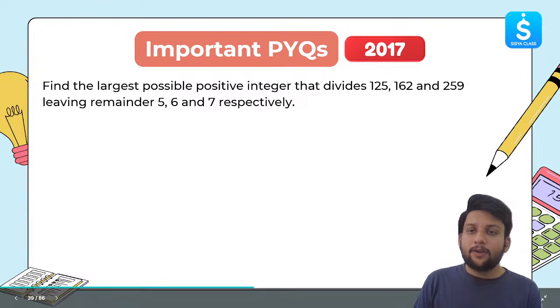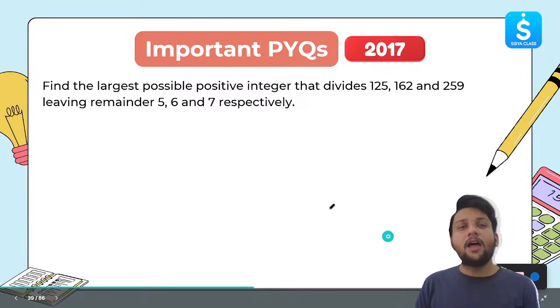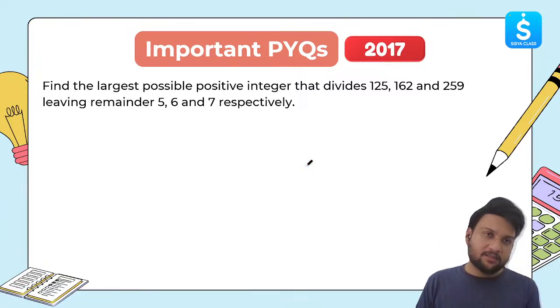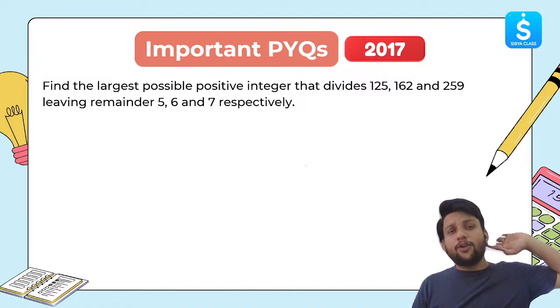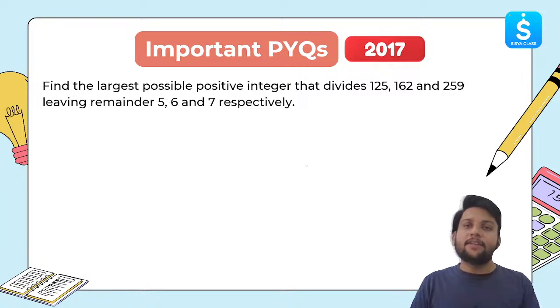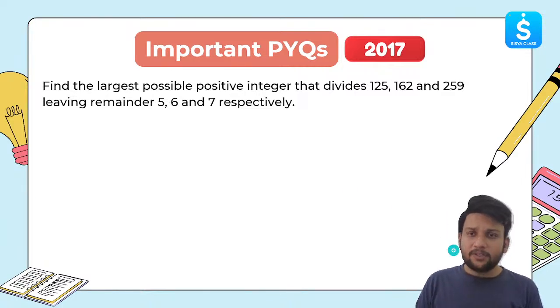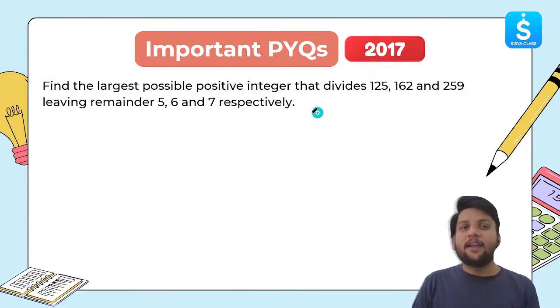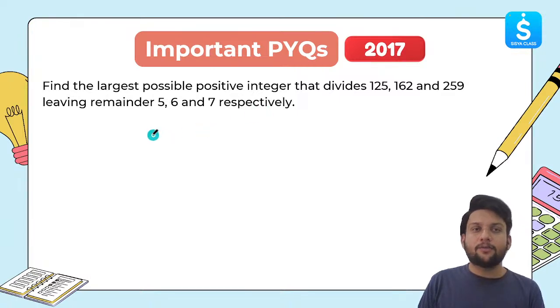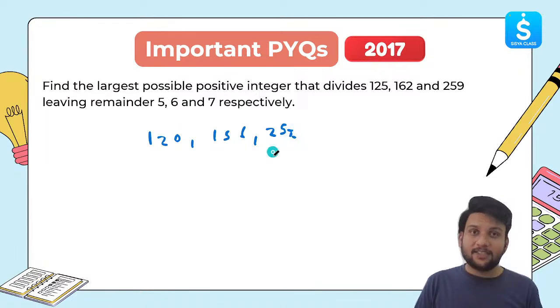Now, one more type of question. We are just coming to the end of this chapter. We have to find the largest possible positive integer that divides 125, 162, and 259, leaving the remainders 5, 6, and 7 respectively. So this type of question, dear students, how will I do it? In the previous question, we just found the LCM and then we added. In this type of question, we will first subtract. Since this is a remainder, I will subtract: 125 minus 5 is 120, 162 minus 6 is 156, and 259 minus 7 is 252.